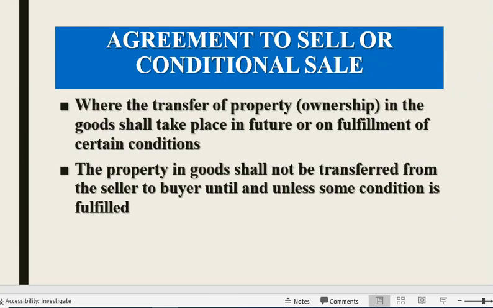But in an agreement to sell, or we could say a conditional sale, the transfer of property in the goods will take place in the future or on the fulfillment of a certain condition. The ownership is not immediately transferred to the buyer. It will take place in the future. When A says to B, I will supply you 100 shares at the rate of 600 in the month of November 2023, it is an agreement to sell because the sale will take place in November. The property in the goods shall not be transferred from the seller to the buyer until those conditions have been fulfilled.